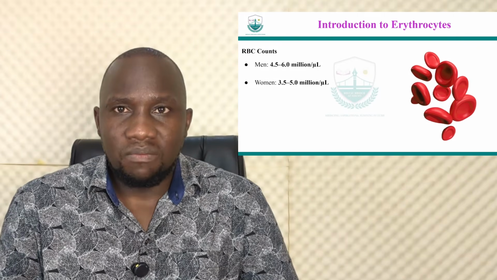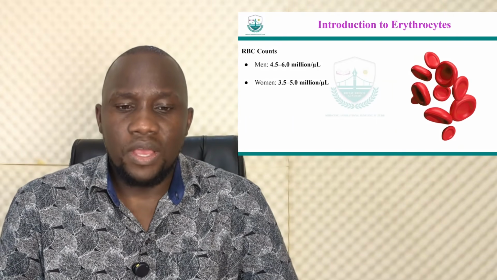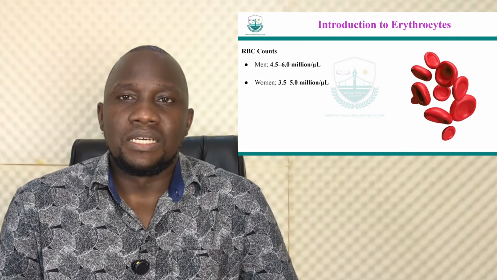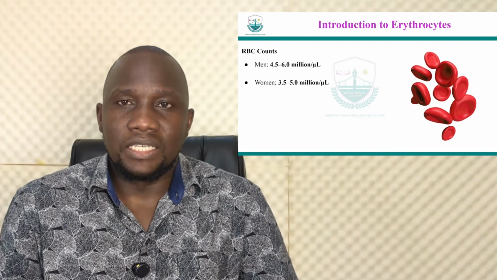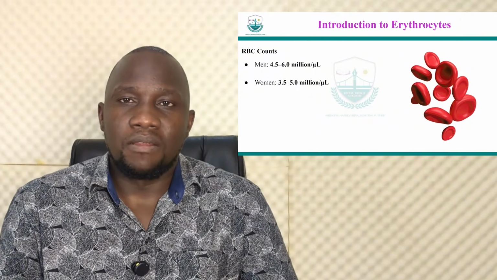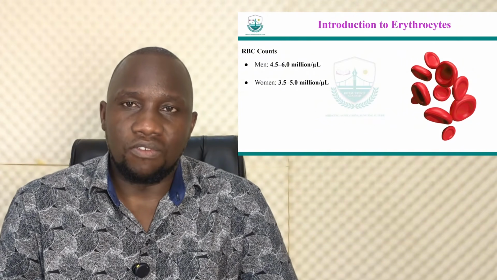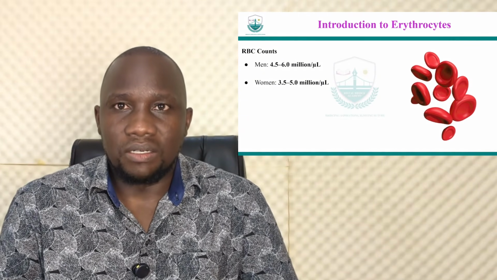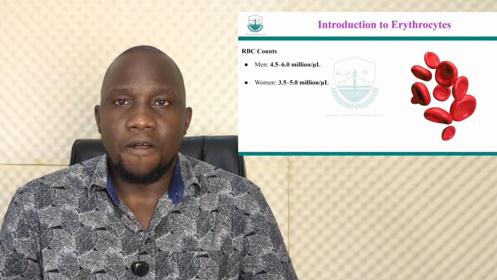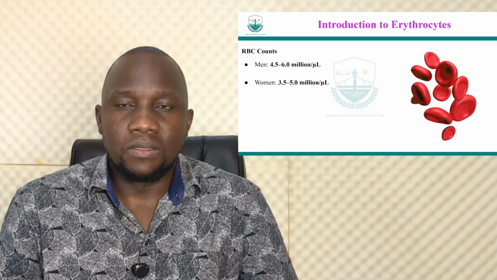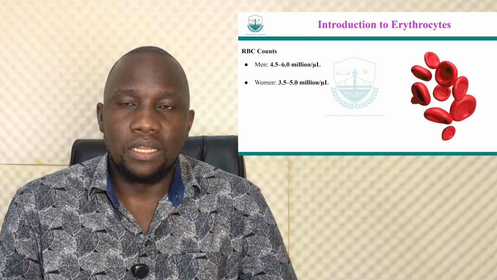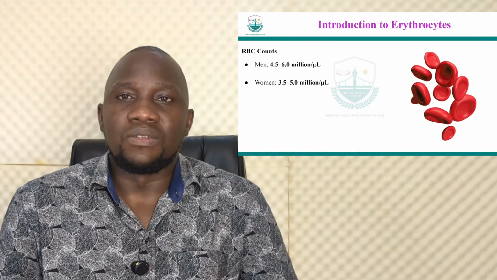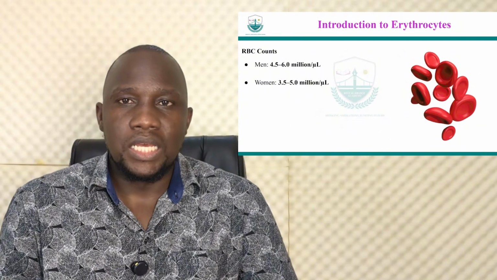Okay, so we said there are quite many, and if you get a microliter of blood, you will get millions. Millions of what? Of red blood cells. So males actually have more red blood cells compared to females. And that is why in males, you are likely to get between 4.5 to 6 million red blood cells per microliter.